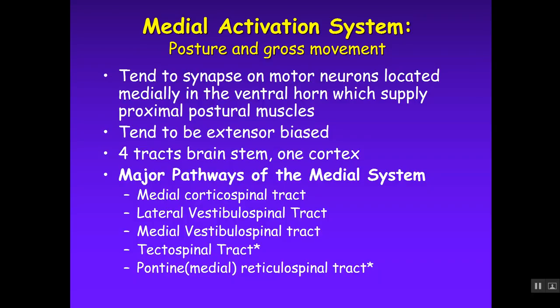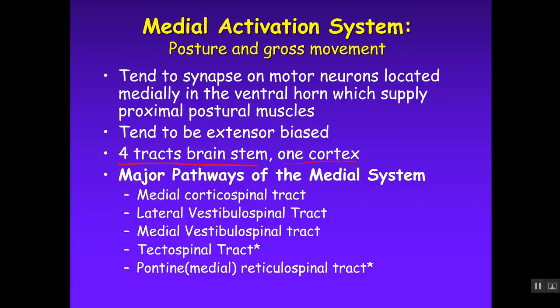The other thing that gives it away that this is more of a gross, automatic type of movement is that 4 of them start in the brainstem. The brainstem is more primitive, it's not at the cortex level. So 4 of them are brainstem tracts, however 1 is from the cortex, but most of them start in the brainstem and end in the spinal cord.